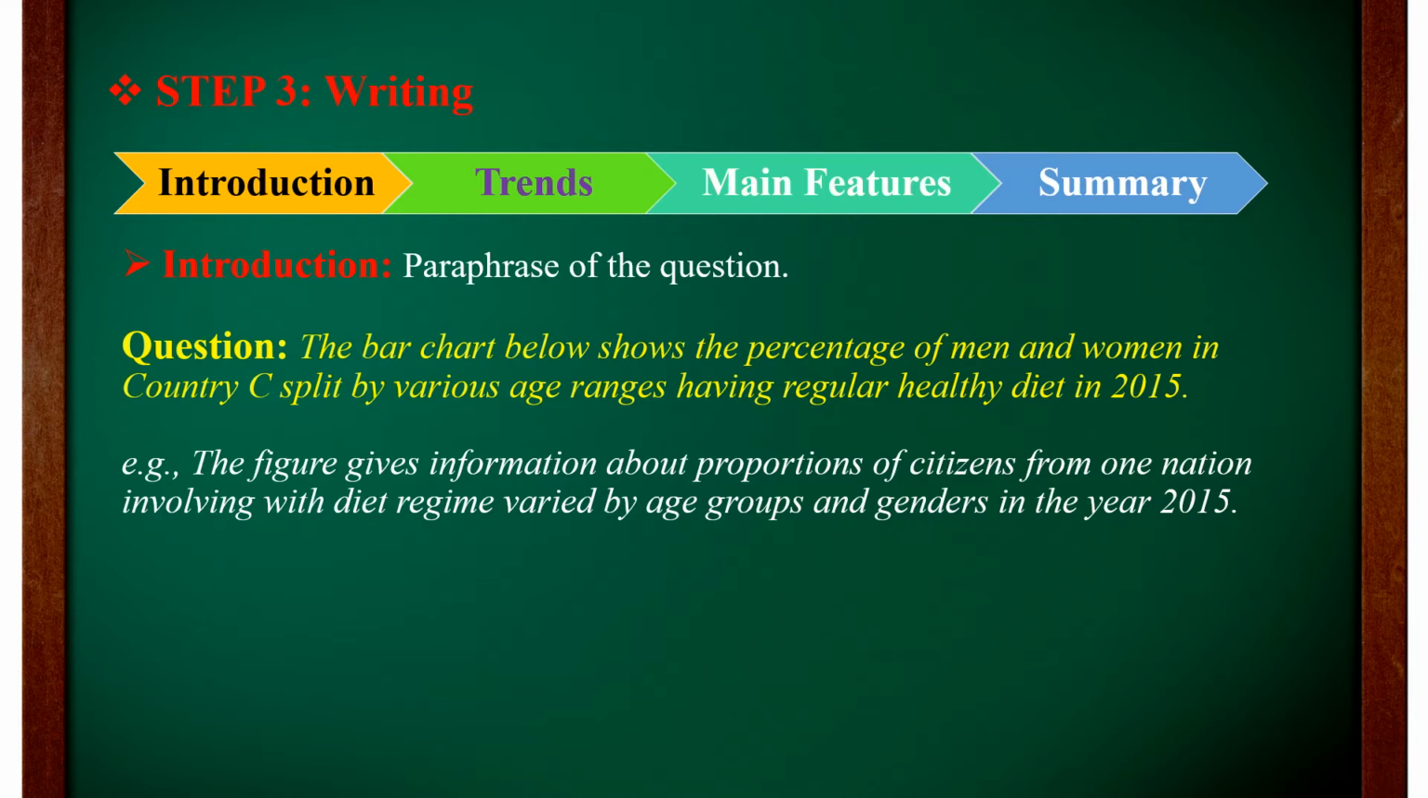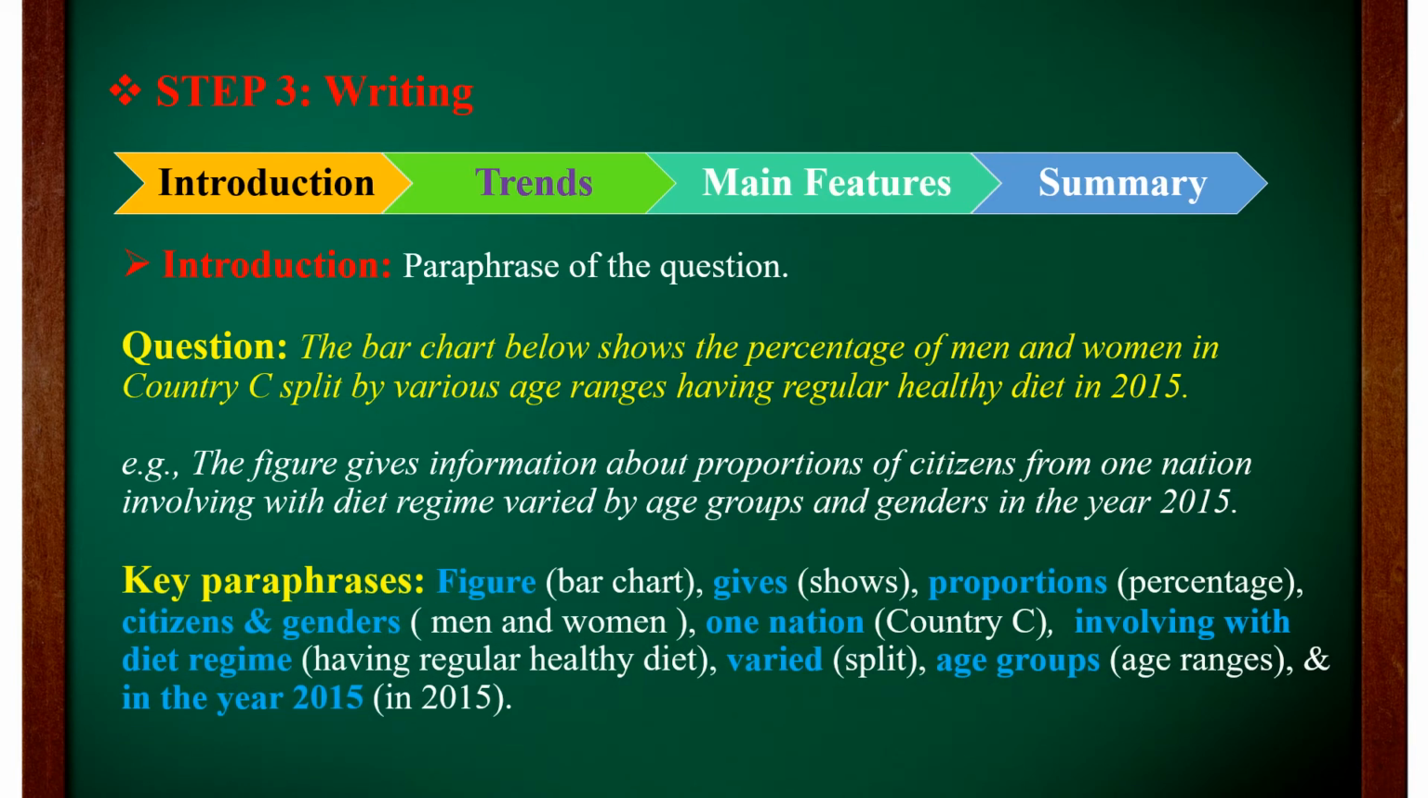As you can see, I employ other words yet still maintain an identical meaning to the question. For example, I use the word figure instead of bar chart. I use the word give instead of show, proportion instead of percentage, citizen and gender instead of men and women, one nation instead of country, involving with diet regime instead of having regular healthy diet, varied instead of split, age group instead of age range, and finally in the year 2015 instead of in 2015.